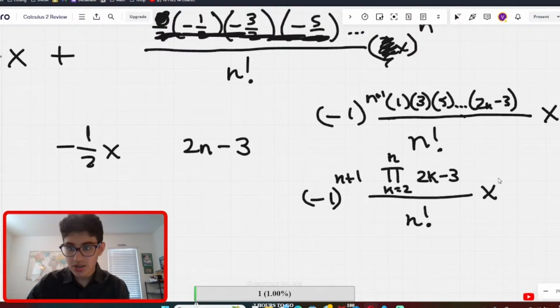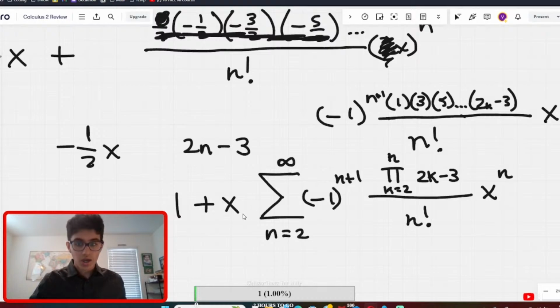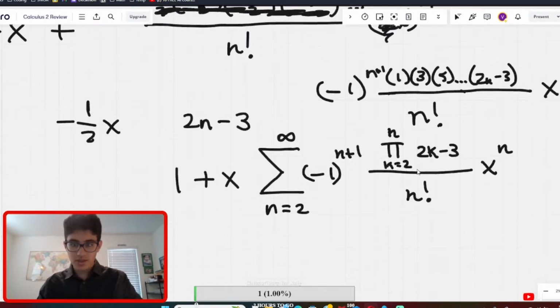And then this becomes x to the n. And then this is all obviously in a sum itself. N equals 0 to n. No, not 0 though, because we've already done the first two terms. So this is n equals 2 until infinity. And then in the front we've got 1 plus x. I think we could still do the same thing with the first two terms, so with n equals 1 and 0, but then this product over here would get messed up, right? And we don't want to do that. So basically this is our final answer.